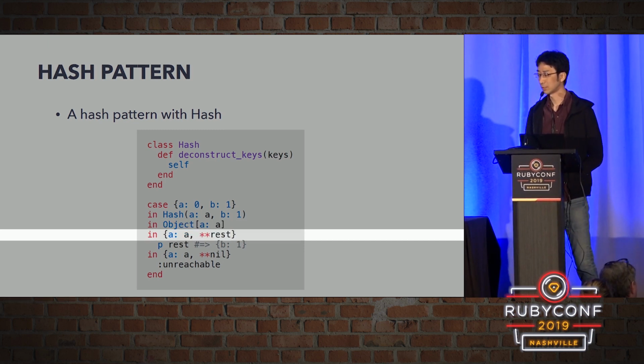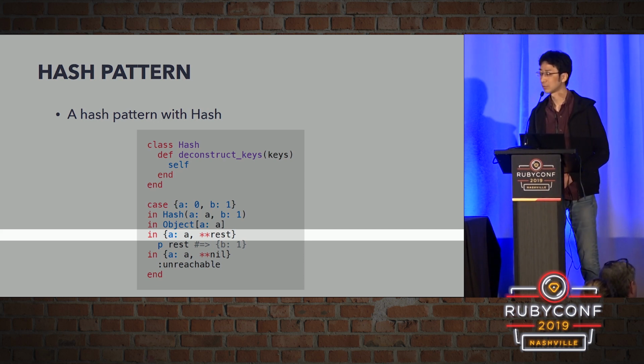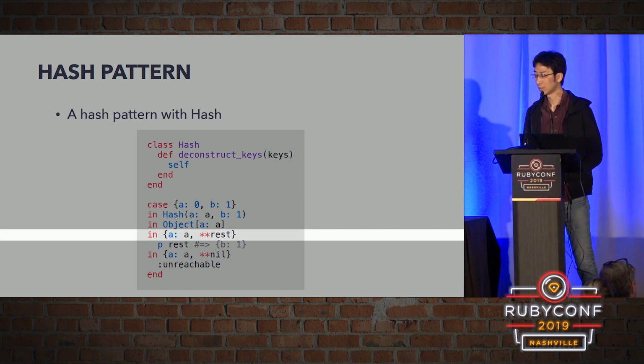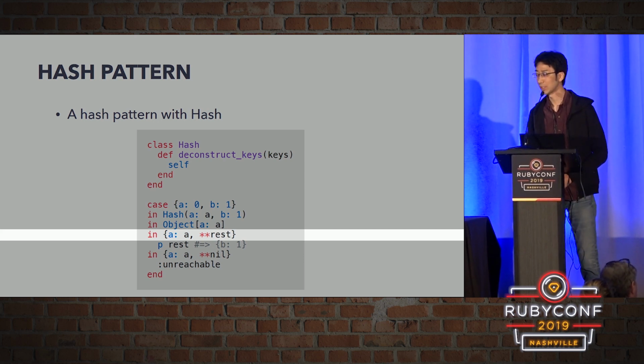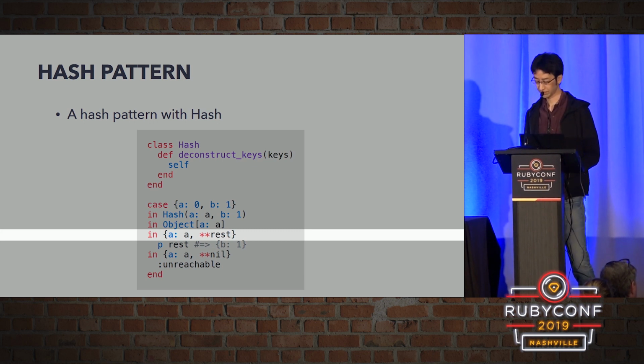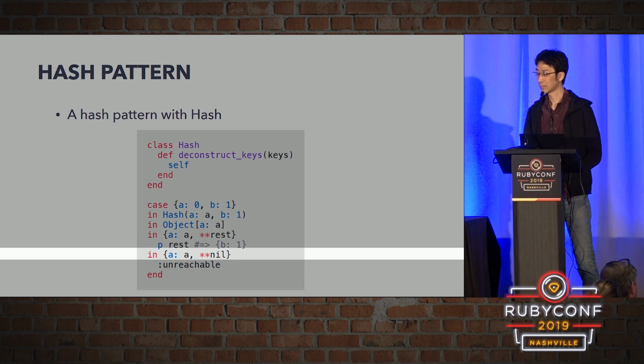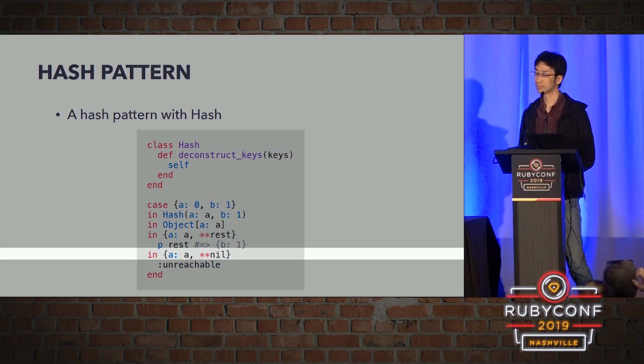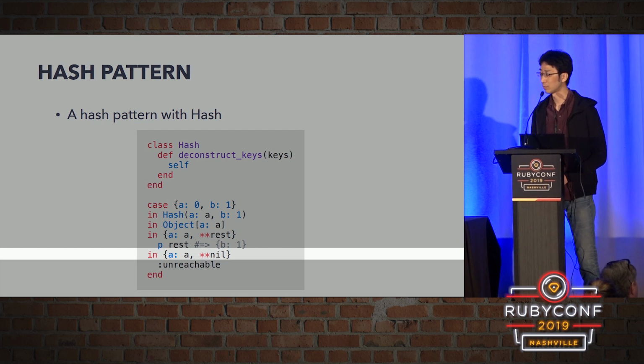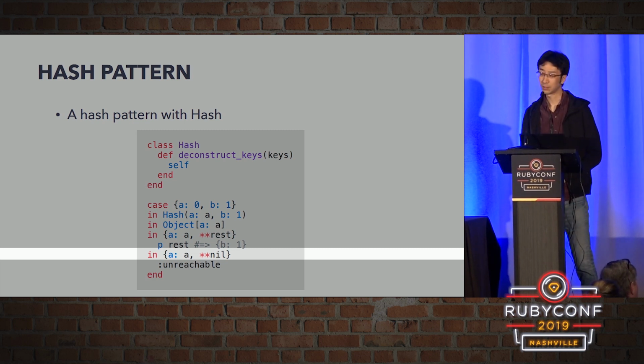And this pattern includes a rest variable. It is similar to rest keyword arguments. So rest will be b: 1, that is the remainder of the matching. And in the last pattern, nil is specified as a rest keyword. That means the remainder for matching should be empty. So this pattern will fail.